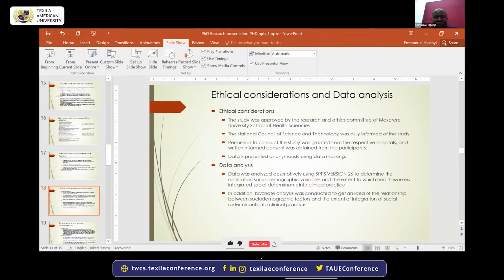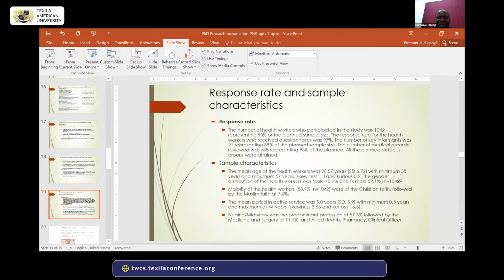The study was approved by the Research and Ethics Committee of the Makerere University School of Sciences. And of course, the National Council also approved it. And data was analyzed using SPSS.